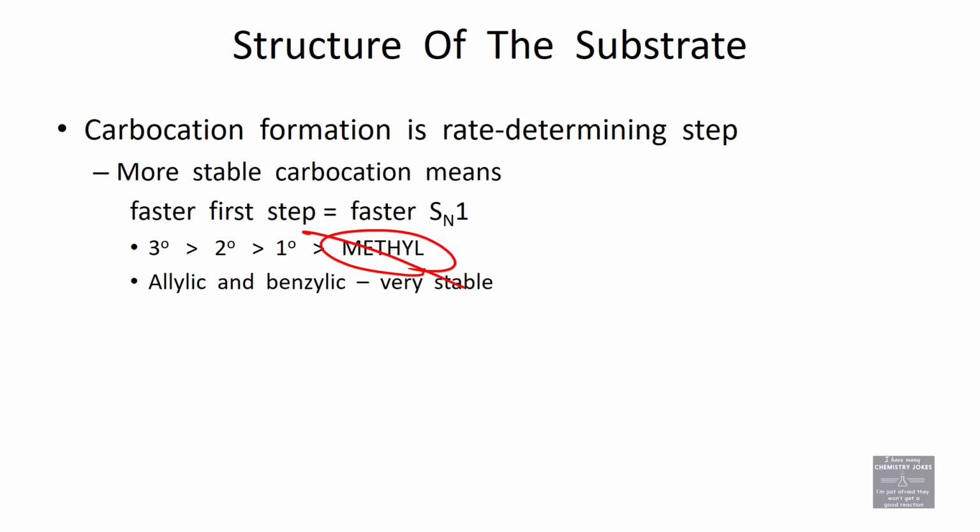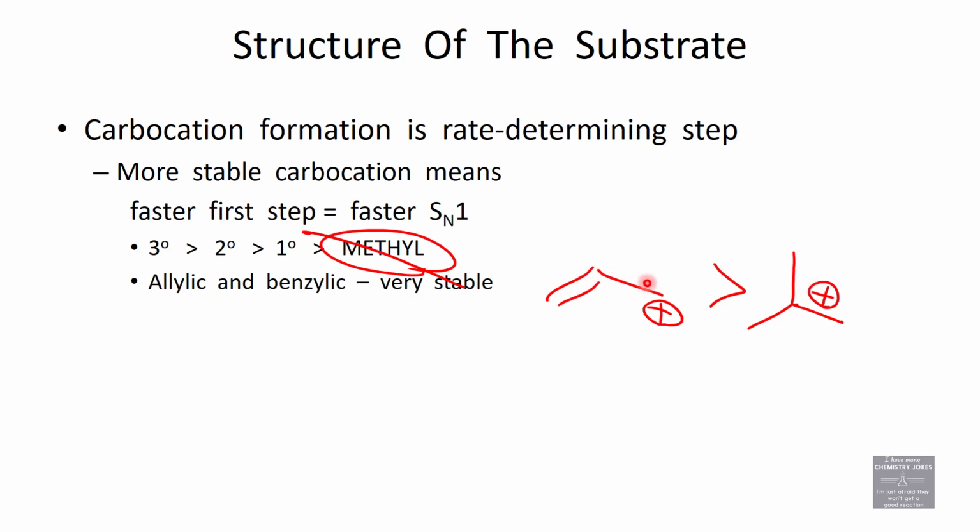Allylic and benzylic are very stable carbocations because they have, what is it that they have? Resonance. In fact, an allylic carbocation that's primary is even more stable than a tertiary carbocation. Resonance is a big factor. Remember, this is stabilized by hyperconjugation. This is stabilized by a little bit of hyperconjugation and resonance. And resonance is a more important, better stabilizing factor than hyperconjugation.